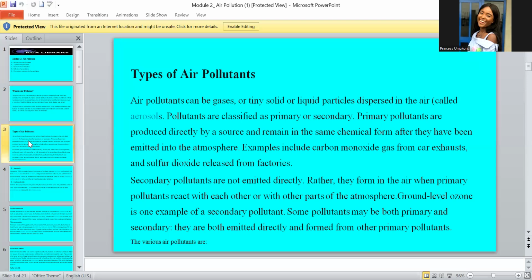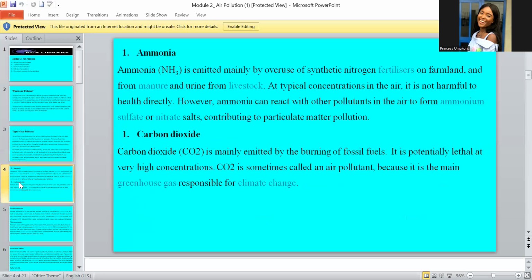Some of the various air pollutants are ammonia. Ammonia is emitted mainly by the overuse of synthetic nitrogen fertilizers on farmlands and from manure and urine from livestock. It is not harmful to health directly. However, it can react with other pollutants in the air to form ammonium sulfate or nitrate salt, contributing to particulate matter pollution.